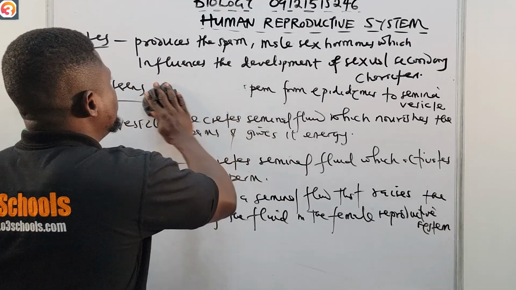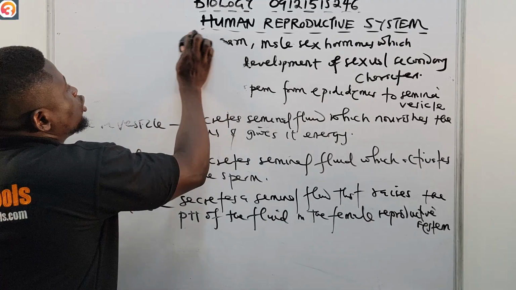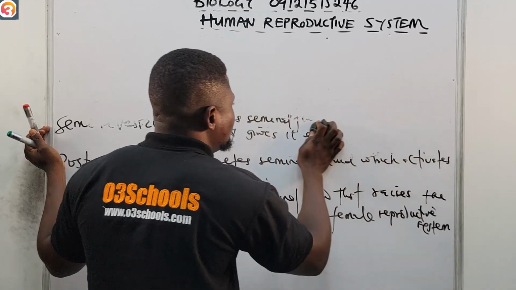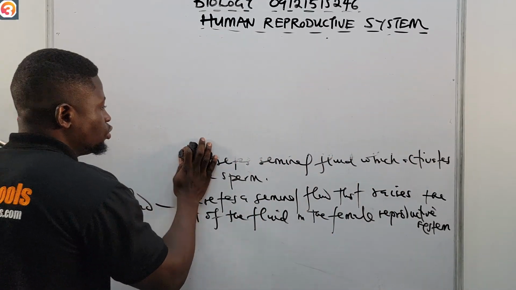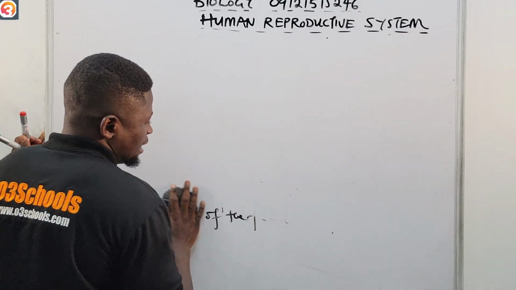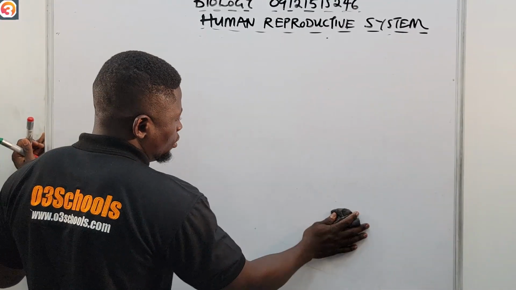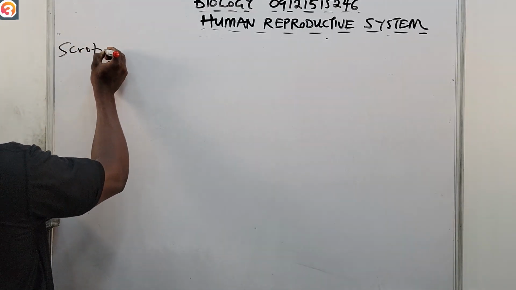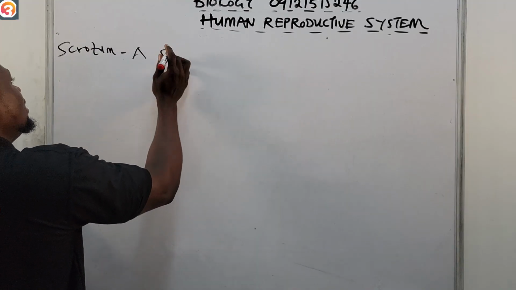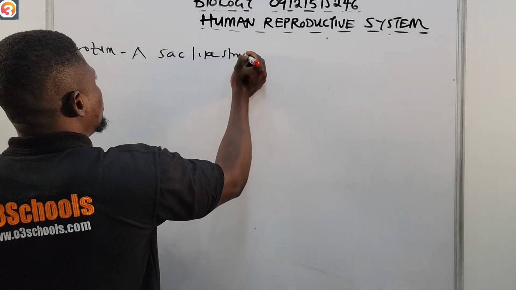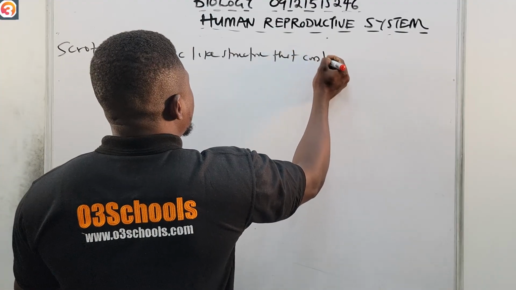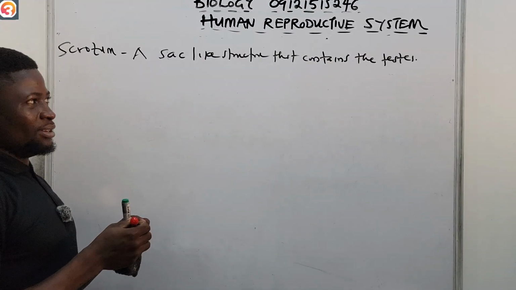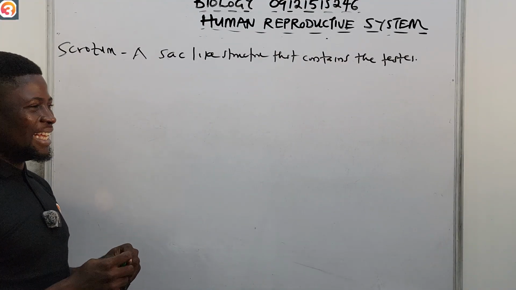Now let us talk about the scrotum. What is called scrotum? The scrotum contains what? For the males, you know what it contains now? Okay, it contains the testes. It's a sac-like structure. Okay, it looks like a sac, like a bag. A sac-like structure that contains the testes.